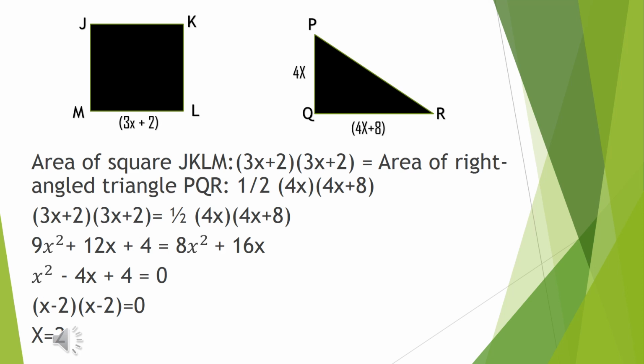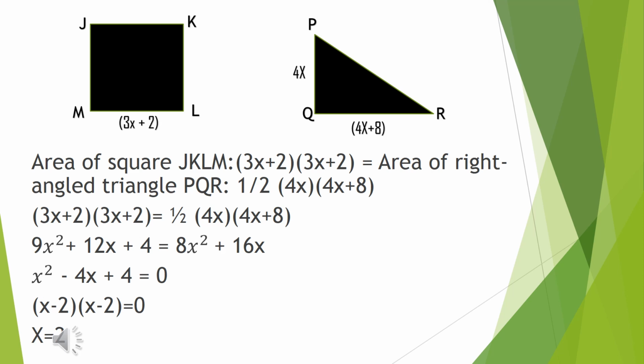First, we need to find the area of the square JKLM and the area of triangle PQR. So how do we do it? It states that one of the sides of the square JKLM is 3x plus 2. So we use the formula (3x plus 2) multiplied by (3x plus 2) equals the area of the triangle, which is 1 over 2 multiplied by 4x multiplied by (4x plus 8).